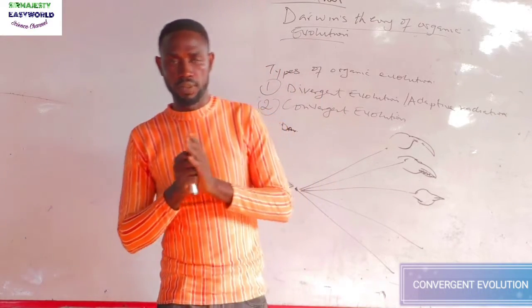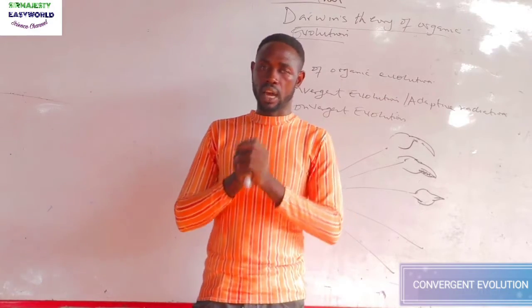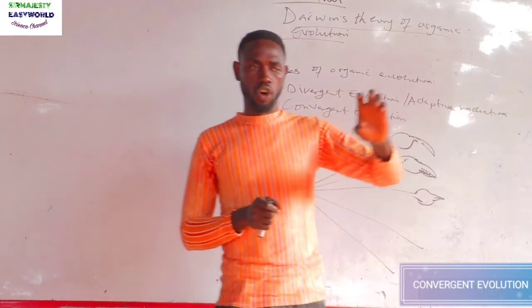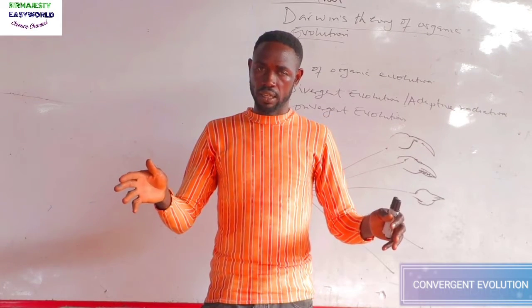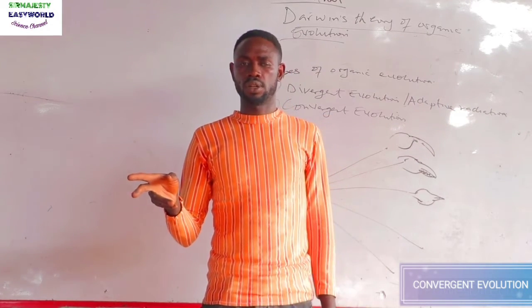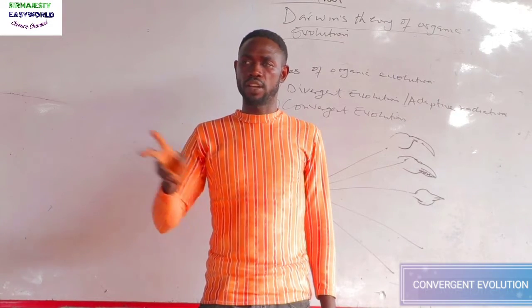So there are many of them. Anytime they give you an example and you check that it has a common ancestral source, but they are looking different physically, that is divergent evolution. They use this to occupy different environments.